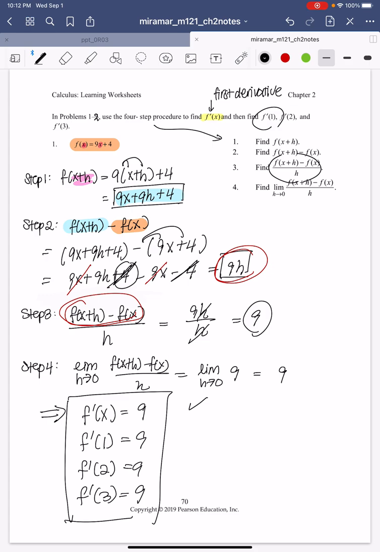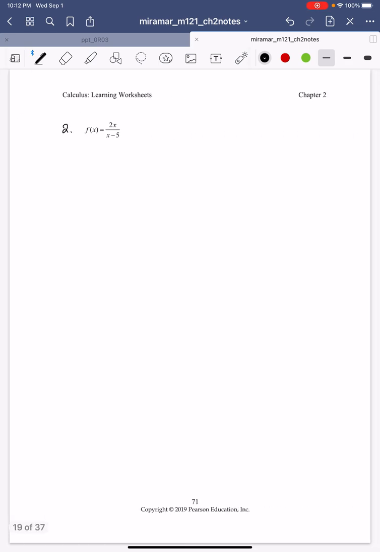Okay, so as long as you follow the 4 steps, it will be very easy to find the derivative. It will give you a step-by-step. So number 1 is a little bit easy because it's a polynomial. The second problem is a little bit more complex. I put an example of a rational function, which is a fraction. So we are going to do the same thing. We are going to find f prime of x, and then f prime of 1, f prime of 2, and then f prime of 3.